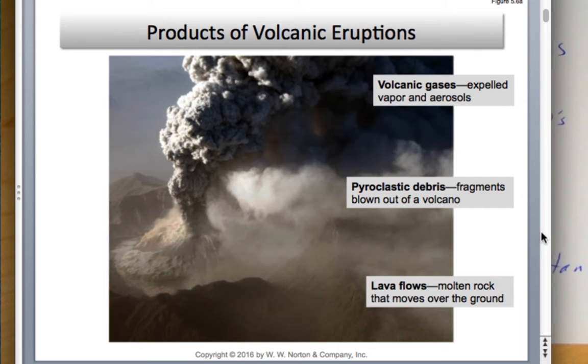We have three products of volcanic eruptions. One is these lava flows. Two is these pyroclastic debris materials, and this is what I call tephra. There are lava flows, and remember, the lava pours out of the volcano and flows down the flank, whereas tephra explodes. So this would be tephra in this picture here. And then the other material that your book mentions is volcanic gases.